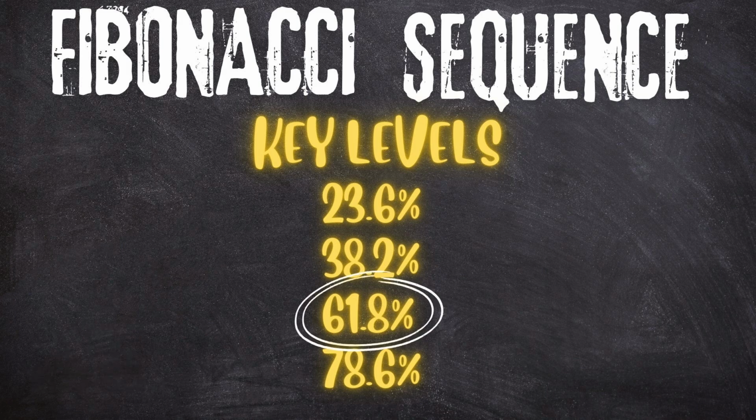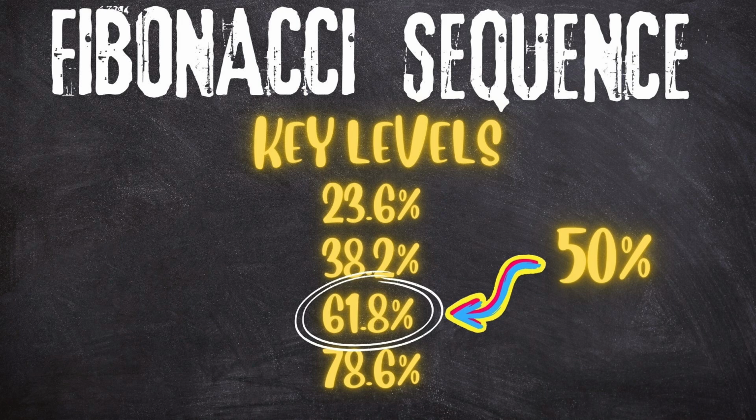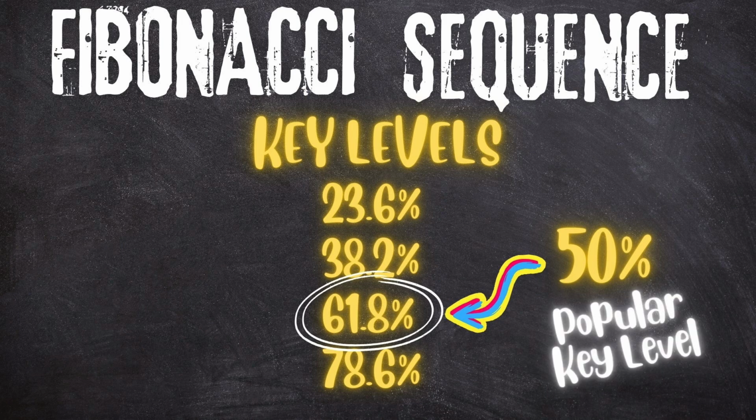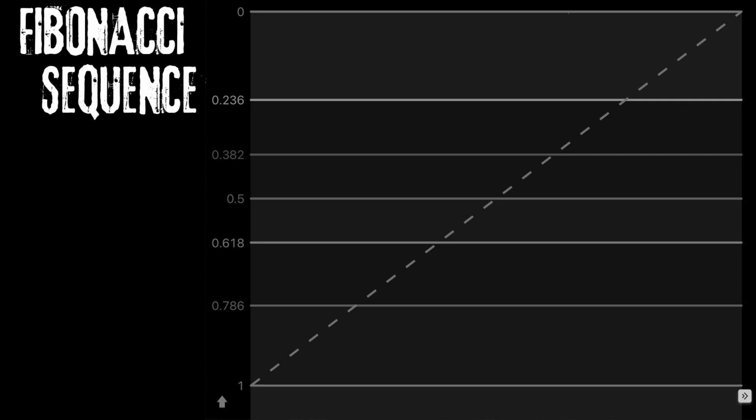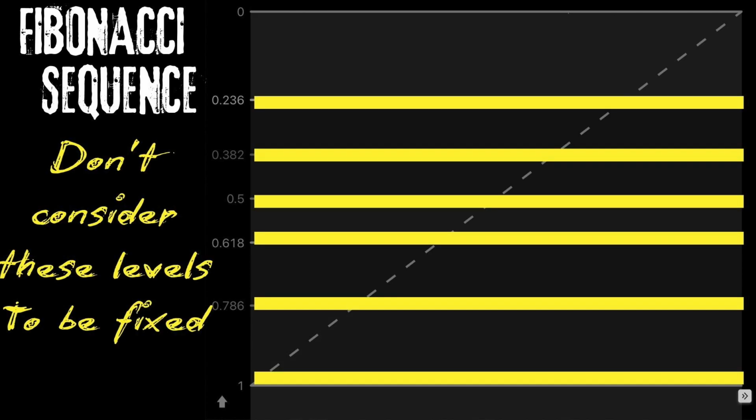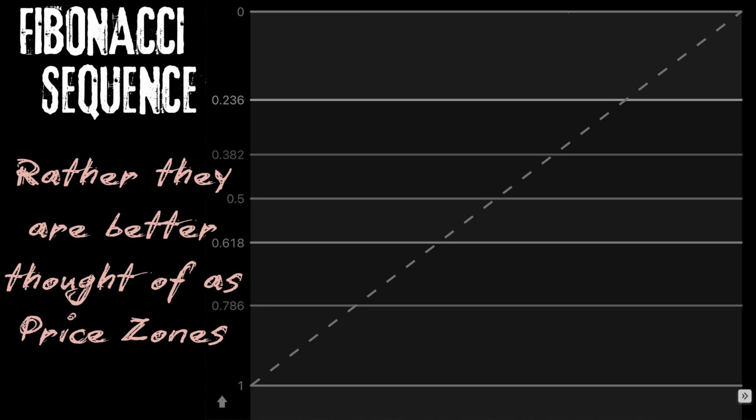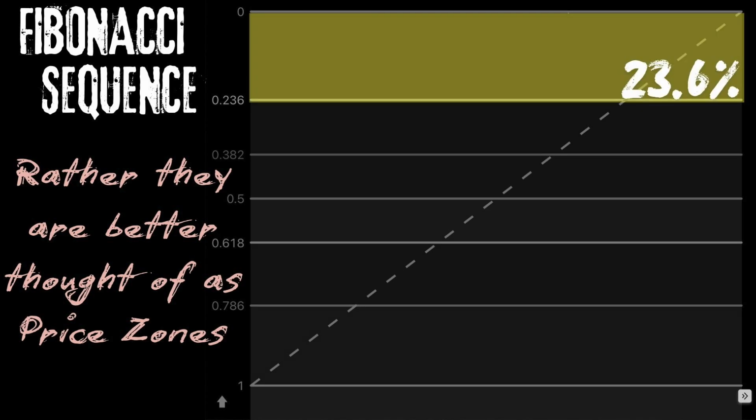Interestingly, there is a number that doesn't belong to the sequence but is frequently encountered in financial trading. It is 0.5, and this is a very popular indication level. When applying Fibonacci retracements in trading, instead of considering these levels as precise lines, it may be beneficial to view these levels as zones. With this, our first zone is marked by the top 23.6%.